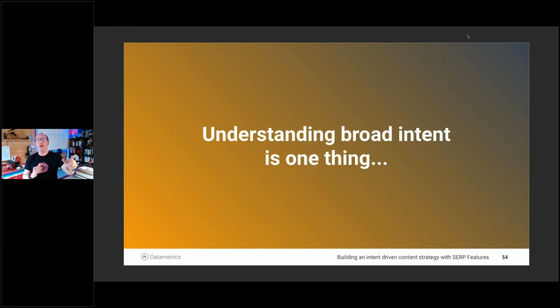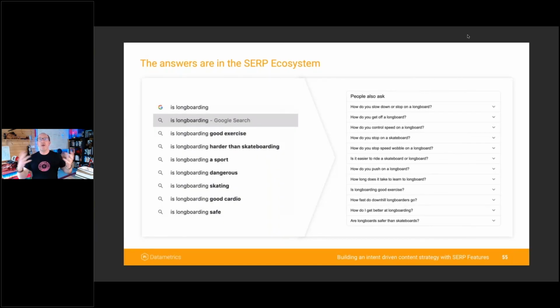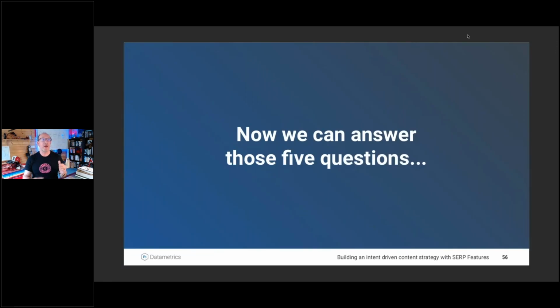So understanding broad intent, that's one thing, but we need to get inside the mind of our customer and understand what questions they're asking. The answers are there again within the SERP. What are we looking at here? Google autosuggest or autocomplete, and People Also Ask. Extract that data, push that back into Pi, monitor the results, see the intent, create the content, and connect it. So we can answer those 5 questions.